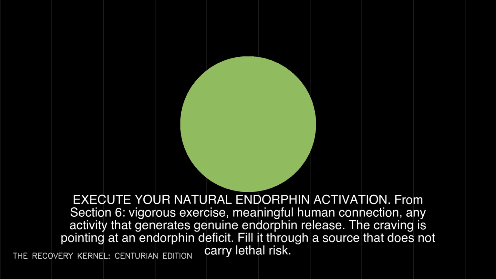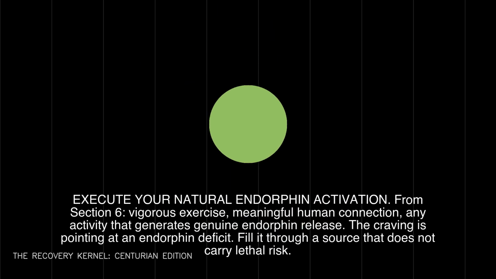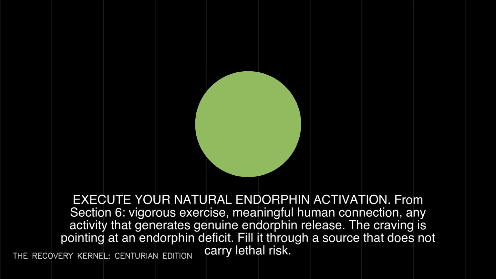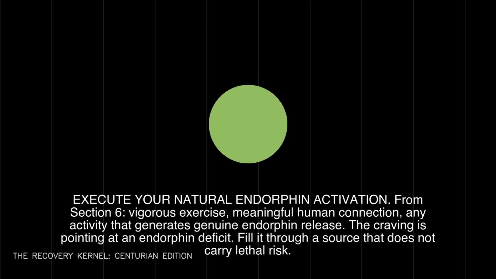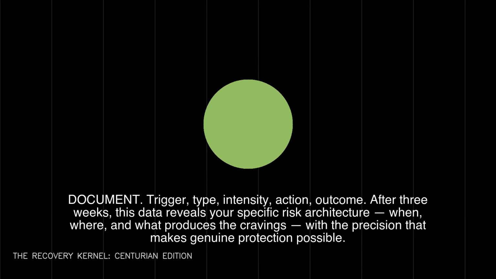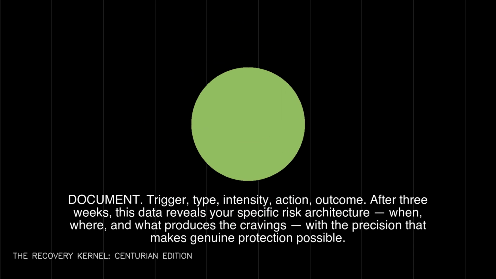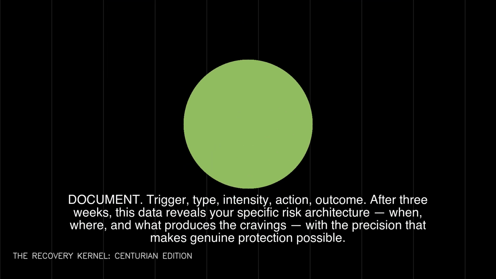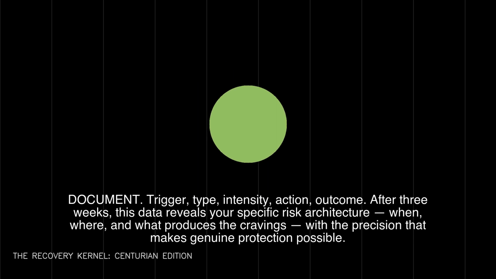Change your environment immediately. If near a high-risk environment, physical exit before anything else. If in an emotional crisis at home, change rooms, go outside, go to a public space where using is not possible. Execute your natural endorphin activation. From Section 6: vigorous exercise, meaningful human connection, any activity that generates genuine endorphin release. The craving is pointing at an endorphin deficit. Fill it through a source that does not carry lethal risk.